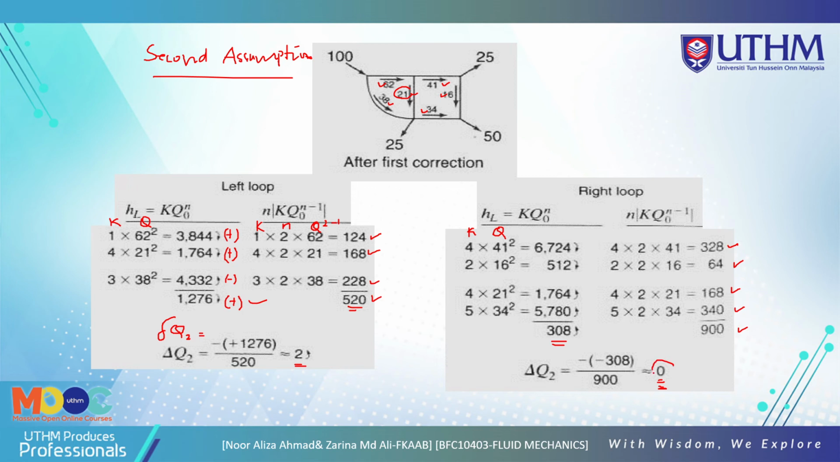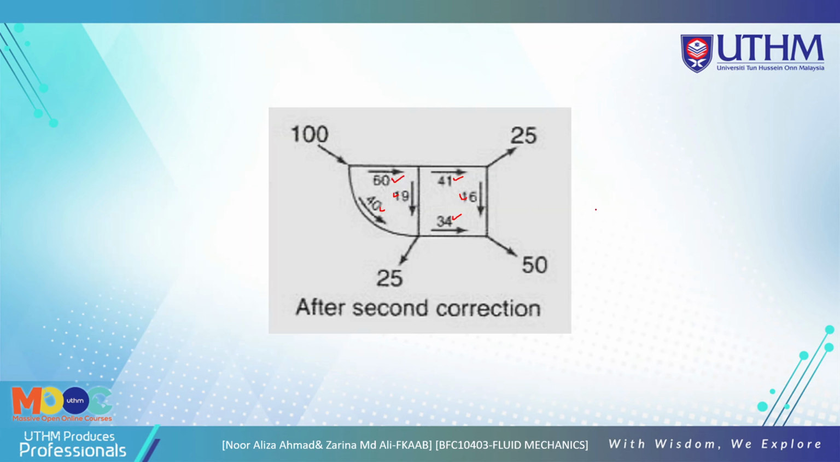Based on this, the right loop is the right flow. Based on the left loop, based on the delta Q here, you just use here, until you get the real flow that you calculate. After the second correction, you get the new flow. So this is the step by step to calculate based on loop, loop 1 and loop 2, the left loop and the right loop.